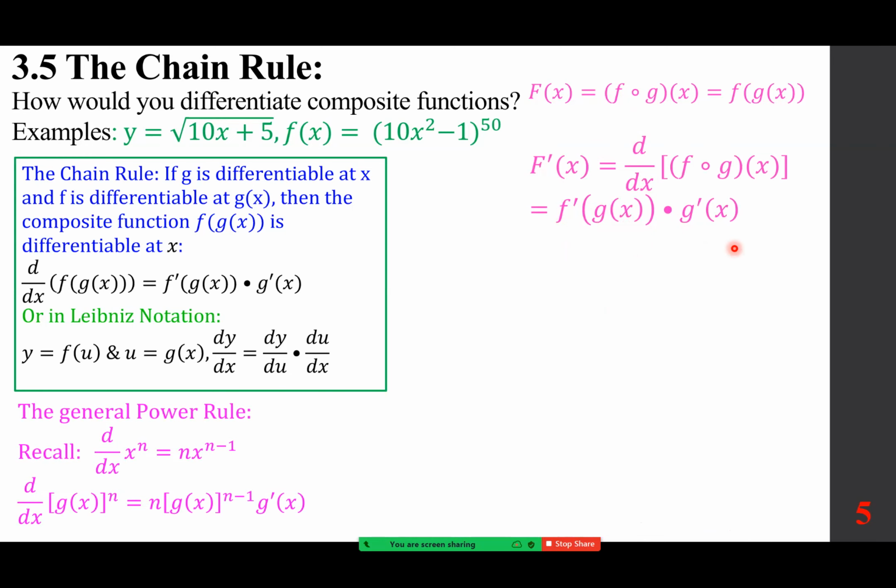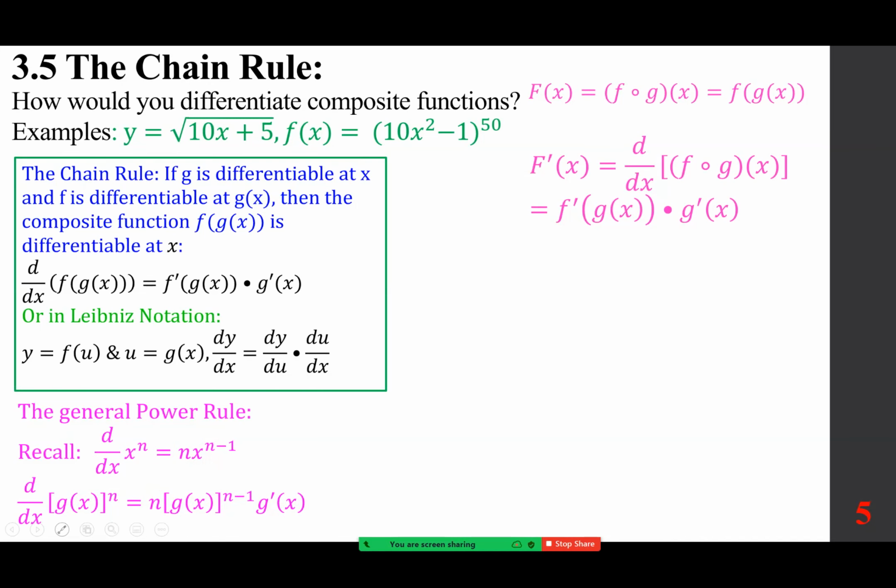Here's the general power rule, or the extended power rule. The derivative of x to the power of n, we know it to be n x to the power of n minus 1, known as the basic power rule. What if we have g of x to the power of n instead of x to the power of n? So we continue with the fact that we make n the coefficient, then we use g of x instead of x, and we make the exponent go down by 1, so it becomes n minus 1. And then by the chain rule, we tag along g prime of x.